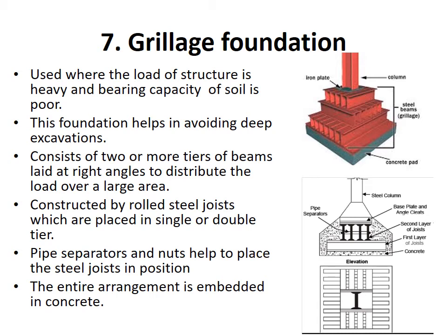Seventh is grillage foundation. It is used when the load of the structure is heavy and the bearing capacity of the soil is poor. This foundation helps in avoiding deep excavations. It consists of two or more tiers of beams laid at right angles to distribute the load over a large area. It is constructed with rolled steel joists which are placed in single or double tier. Pipe separators and nuts help to place the steel joists in position. The entire arrangement is embedded in concrete.